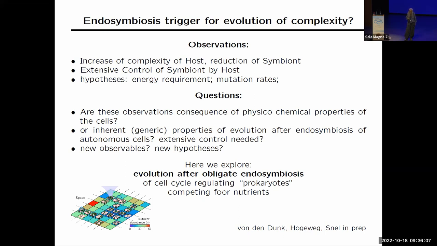Okay, so the question that we are asking is actually, can we by explicit modeling understand what I just said about the genome sizes particularly? So ignoring all kinds of other things, all the energy considerations, can we see this as a generic process in multi-level evolution?